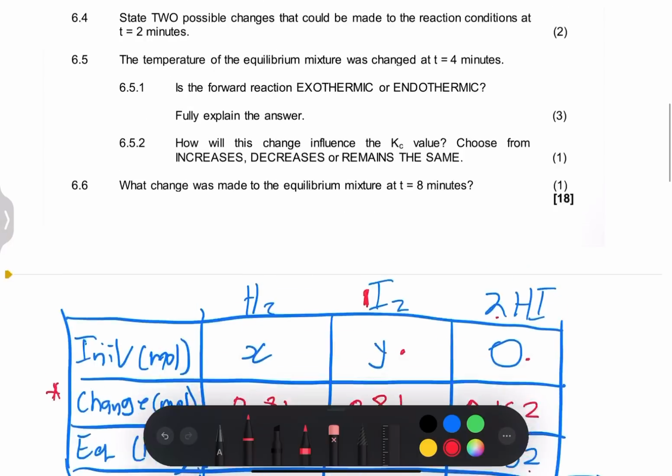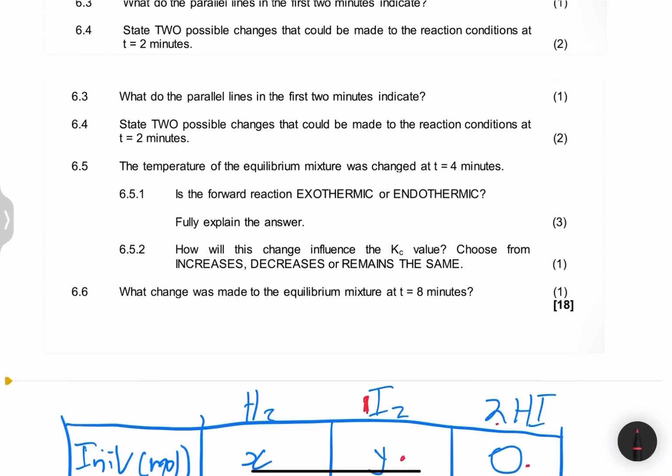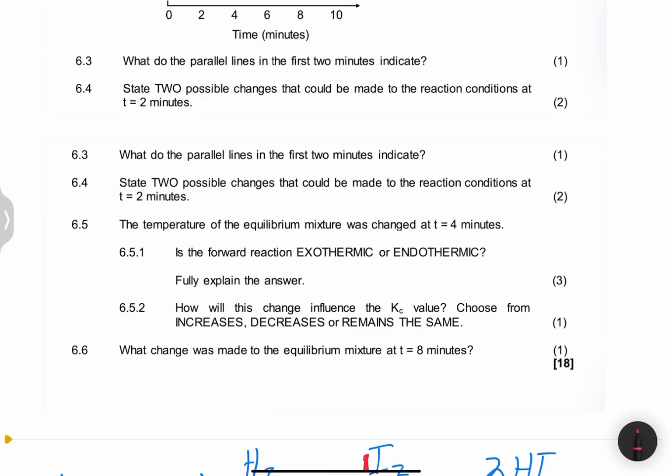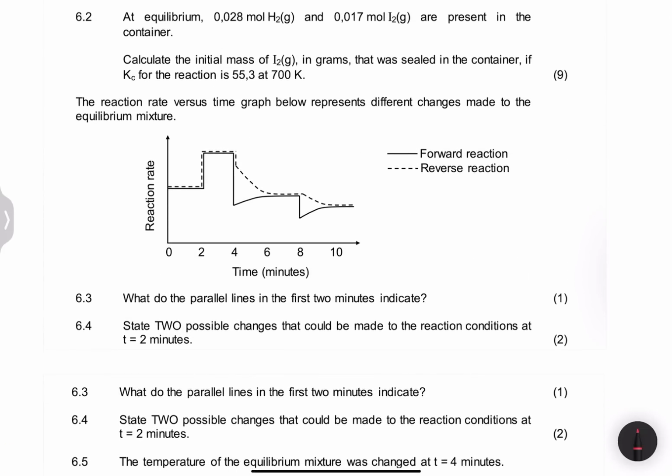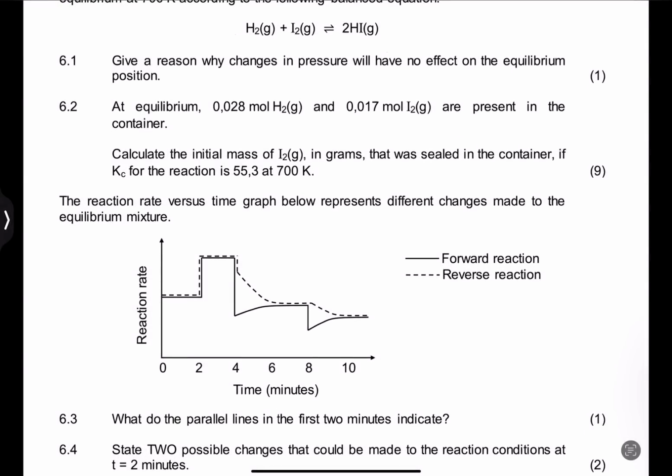Right, so quickly to go into the next part. They say, what do the parallel lines... Oh, actually, they gave us a graph there. They say the reaction versus time graph represents different changes made to the equilibrium mixture. Now, I want you to note that the equilibrium mixture actually started at equilibrium. How do I know that? Because the rate of the forward reaction is equal to the rate of the reverse reaction at that point.